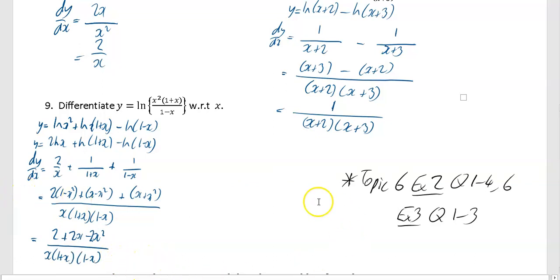so I would just leave it as it is. Okay, you're now ready to do topic 6, exercise 2, questions 1 to 4 and 6, and exercise 3, questions 1 to 3.